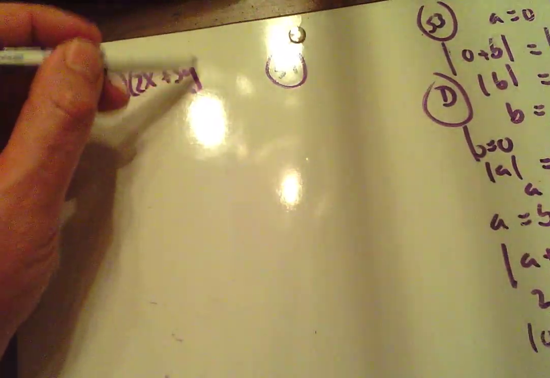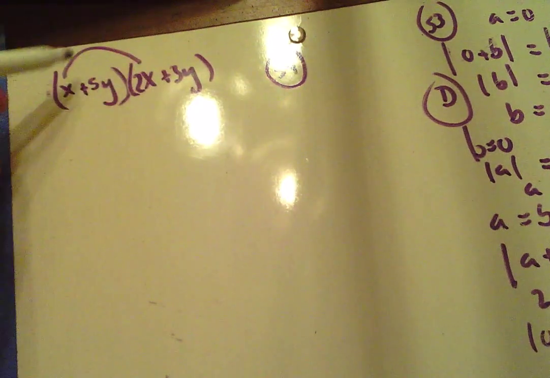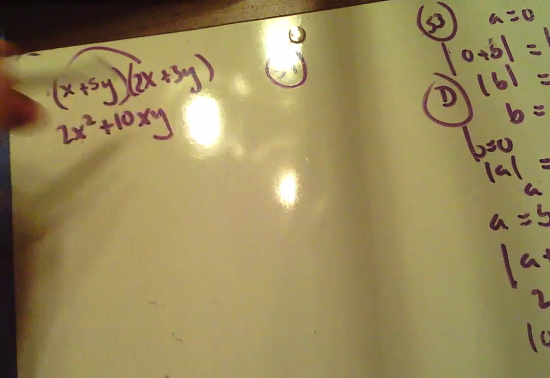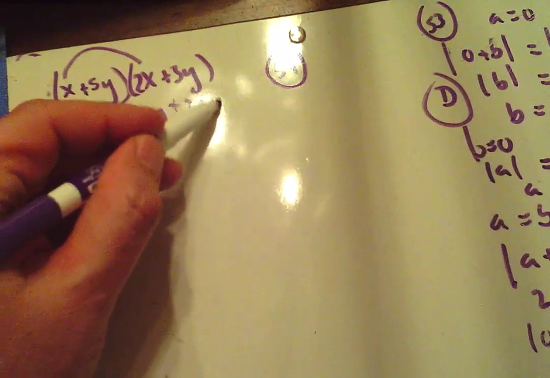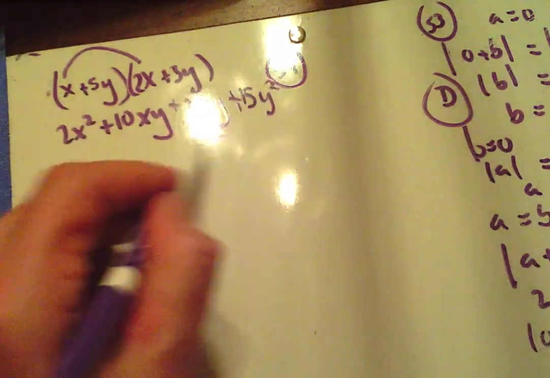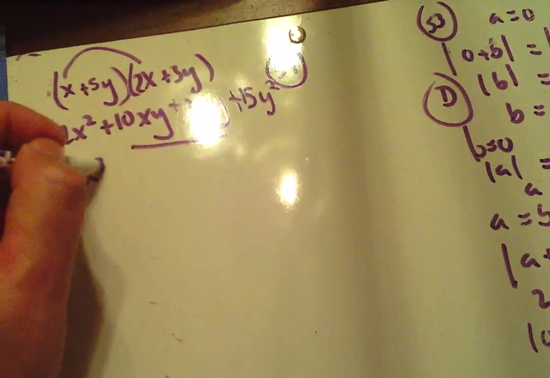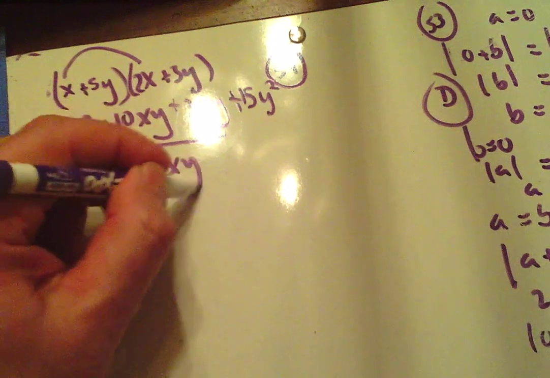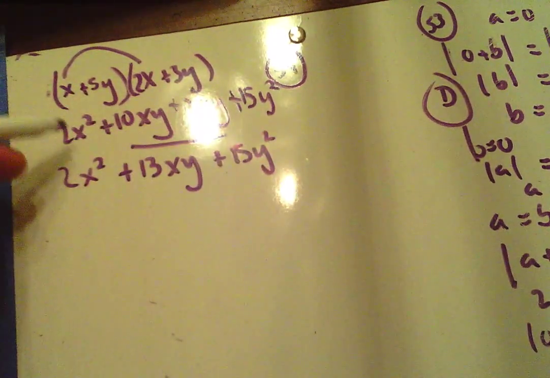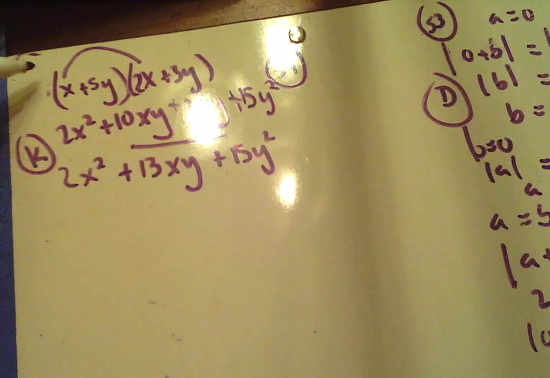2x plus 3 y's. So if I FOIL here, I get 2x squared plus 10xy plus 3xy plus 15y squared. Here's some like terms to combine. And that's choice K. Choice K for number 54.